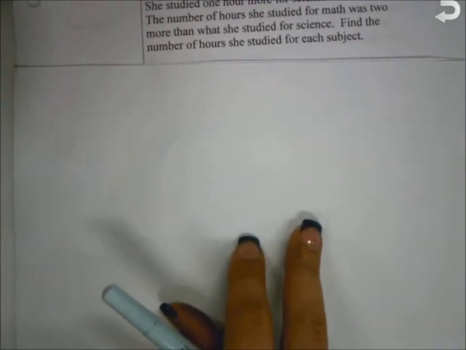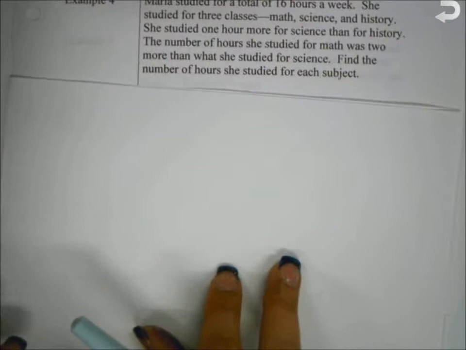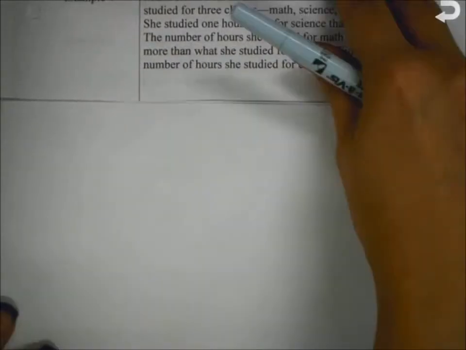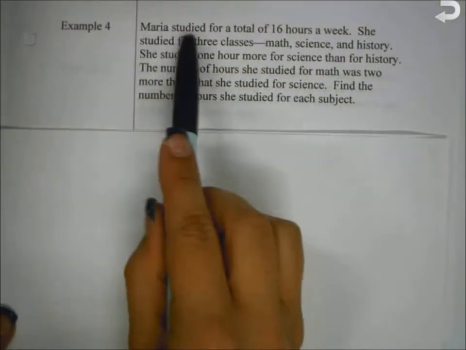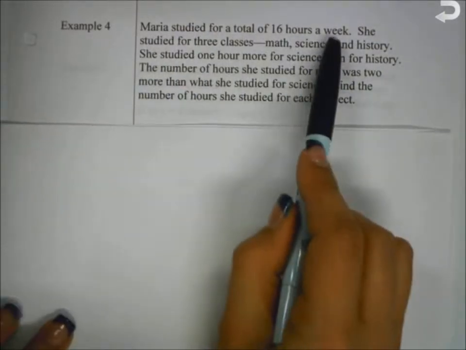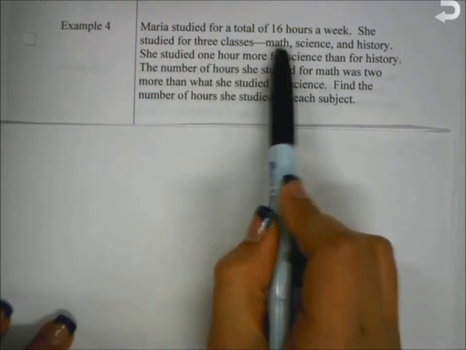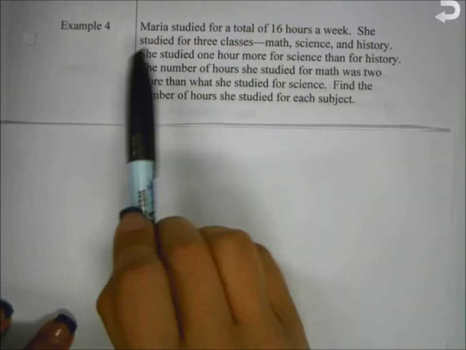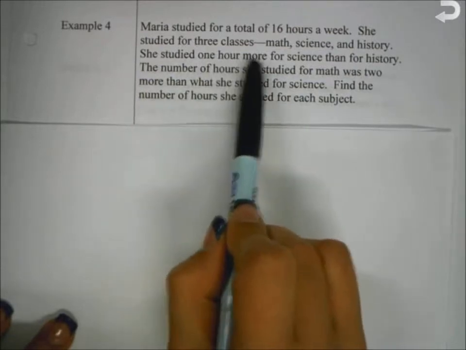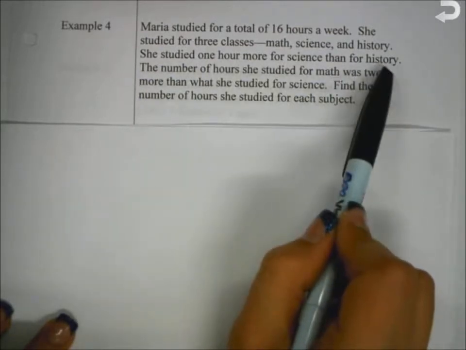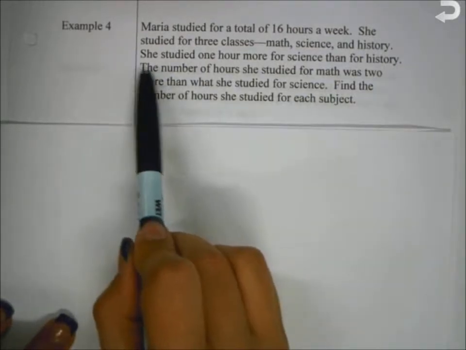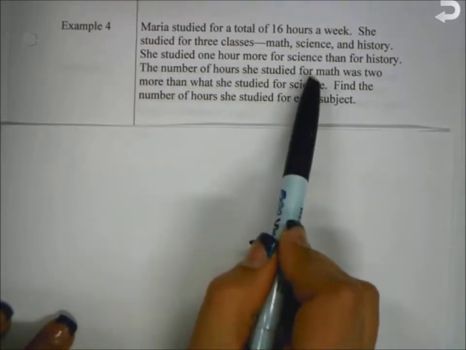There we go. Maria studied for a total of 16 hours a week. She studied for 3 different classes, math, science, and history. She studied 1 hour more for science than for history. The number of hours she studied for math was 2 more than what she studied for science. Find the number of hours she studied for each subject.